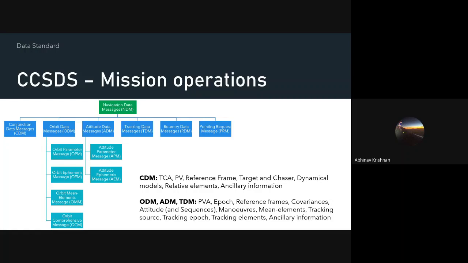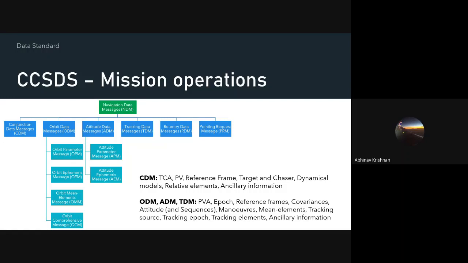Then you have attitude data messages. These are your orientation in space, basically where you are looking, where you are pointing, and how your satellite is evolving in the orbit in terms of its orientation. So that information is provided within ADMs.